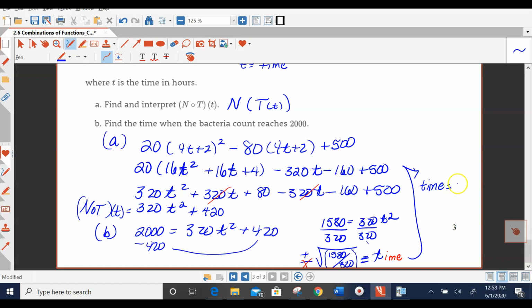equal to 2.2. But this is an application and we need to have a unit. Time is in hours. So time is equal to 2.2 hours. What does that mean? That means in 2.2 hours, the number of bacteria on that food is going to be 2,000. We wanted to find the time when the bacteria count reaches 2,000. So the bacteria count is equal to 2,000 when time is equal to 2.2 hours.